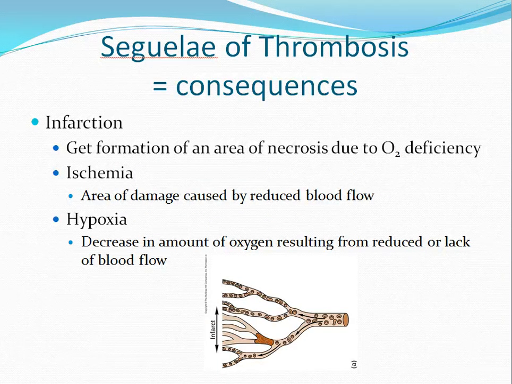Another consequence is infarction. Infarction means you can get the formation of an area of necrosis, also known as an infarct, due to oxygen deficiency or ischemia. Ischemia is an area of damage that is caused by reduced blood flow. Hypoxia refers to a decrease in the amount of oxygen that results from a reduced blood flow or a lack of blood flow. So here we can see a thrombosis has occluded the vessel, it's prevented the blood flow. This is the area of the infarct. You can end up seeing damage as a result of this reduced blood flow and lack of oxygen delivery.